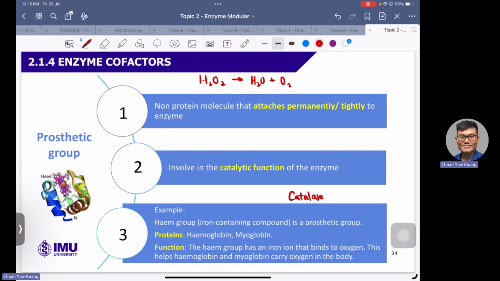Okay, so that's why you don't die. Okay, so how can the catalase react so fast? Because they have the heme group. Yeah, because they have the heme group.